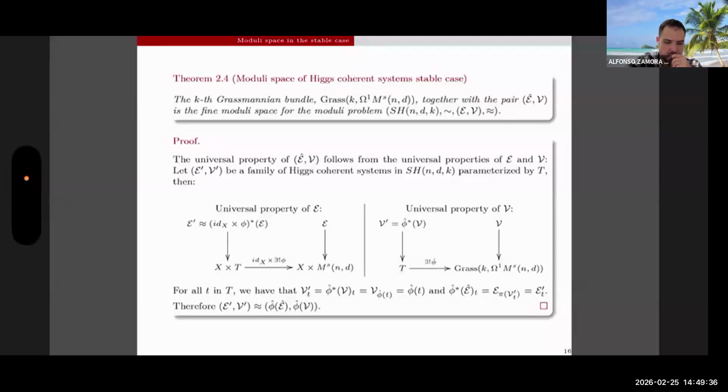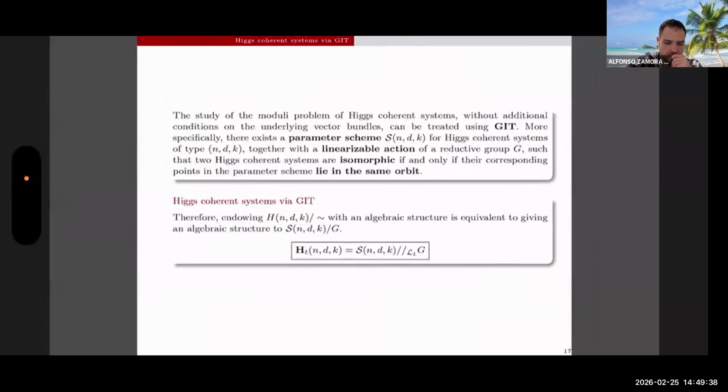For the general case, the existence of the moduli space of Higgs coherent systems without assuming stability on the underlying vector bundles, we can use geometric invariant theory. There exists a parameter scheme together with a linearizable action of a reductive group. This action gives a one-to-one correspondence between the isomorphism classes of Higgs coherent systems and the orbits of this action. Hence, the moduli space of Higgs coherent systems is constructed as a GIT quotient.